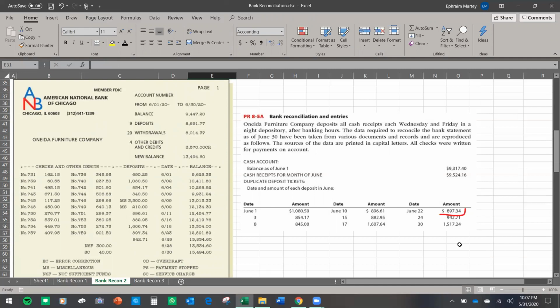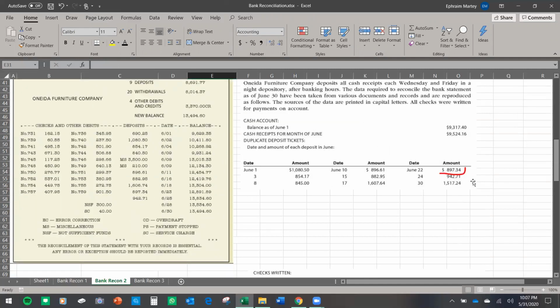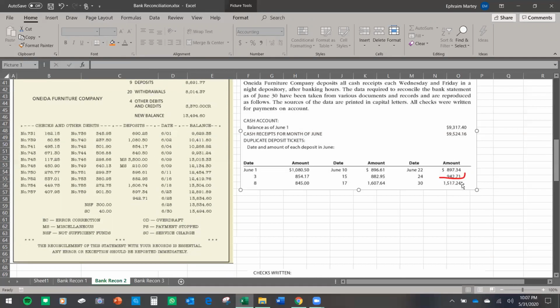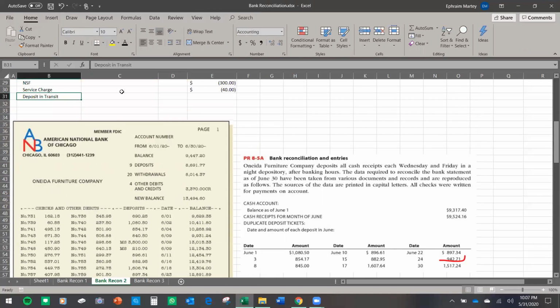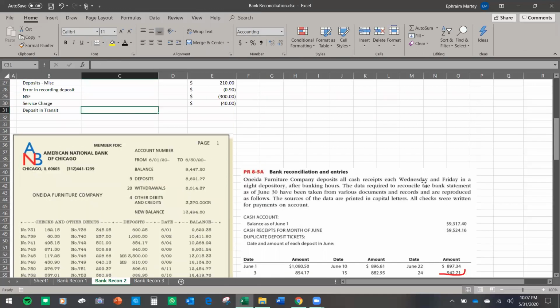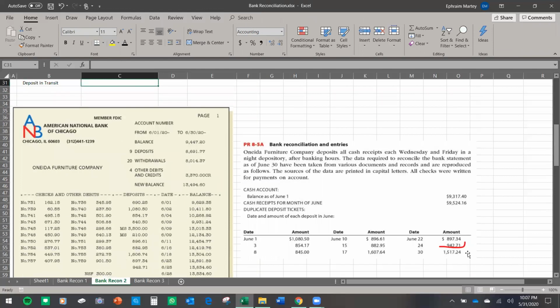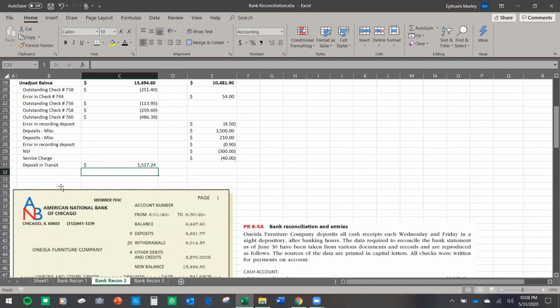Now that it feels good, let's see 942. What we dealt with, 942.71 right here. So this last one is called deposit in transit because the bank hasn't recognized it. The bank hasn't increased our money, so we have to increase it for the bank. We have to tell the bank, hey, we have money there, please recognize it. How much is that one? 1517.24.